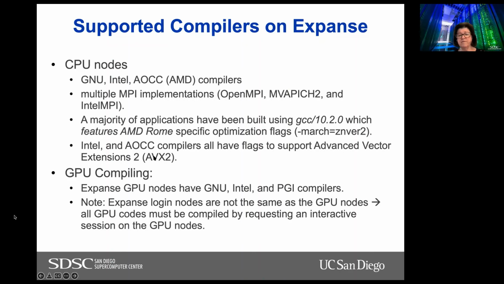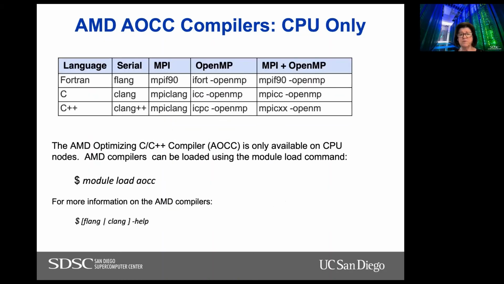And also we have extensions for advanced vector computing. And for GPU, we have GNU, Intel, and PGI. On the Expanse login nodes and the GPU nodes, to get onto a GPU, you would log in onto Expanse and then get on a GPU. They're different. So you have to be aware that those compilers are different, and of course you compile your code differently. In the user guide, you'll find a template for all the different compilers.